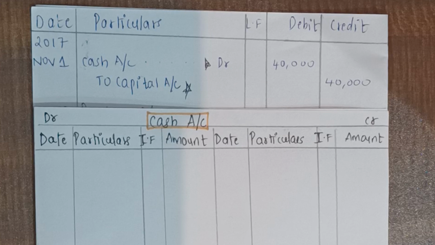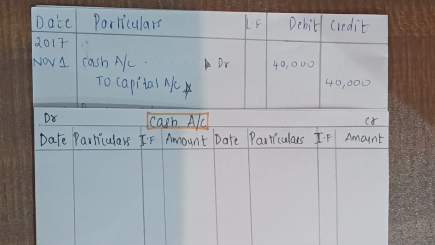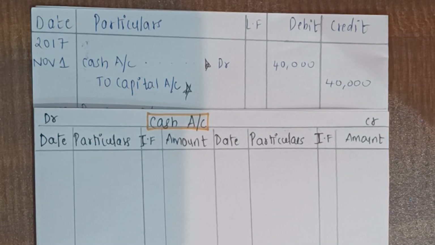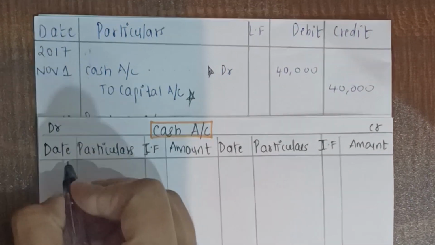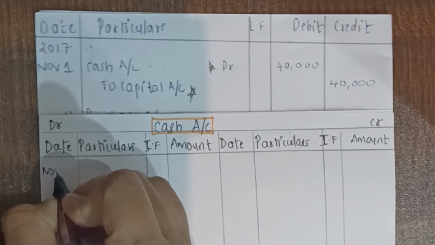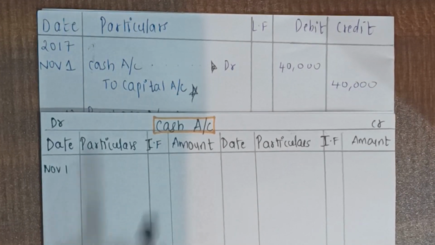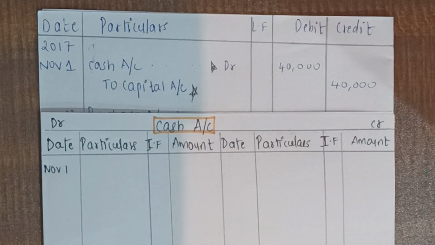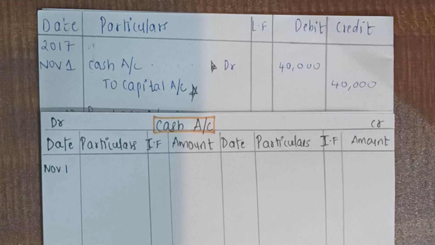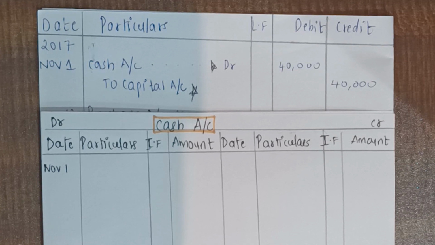Students, we can see that our first transaction is on November 1, that is cash account debit to capital account. So in the date column we'll write November 1. Now we can see that there is cash account and capital account. Cash account is debited and capital account is credited. We have to remember that in cash account the word cash will never appear. For example, when you are preparing capital account, the word capital account will not come. So here we know that the cash account is debited.